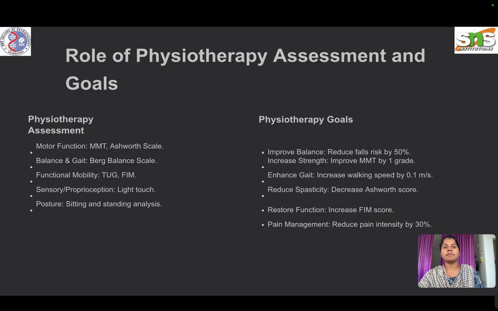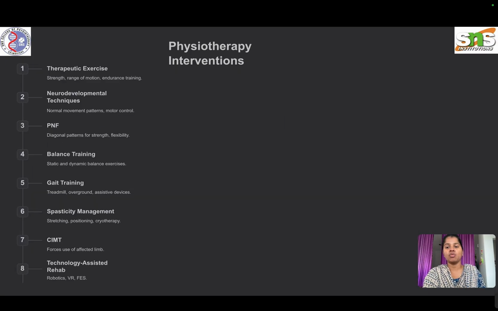What is the role of physiotherapy assessment and its goals? Physiotherapy plays a major role in recovery. Assessments may include motor testing like MMT and the Ashworth scale, balance and gait using the Berg Balance Scale, and functional mobility assessed with the Timed Up and Go test, that is the TUG test. Sensory and proprioception assessment is done with touch and posture analysis. The goals include improving balance and reducing fall risk by about 50%, increasing strength by at least 1 MMT grade, enhancing gait by improving walking speed, reducing spasticity and pain, and ultimately restoring functional independence.